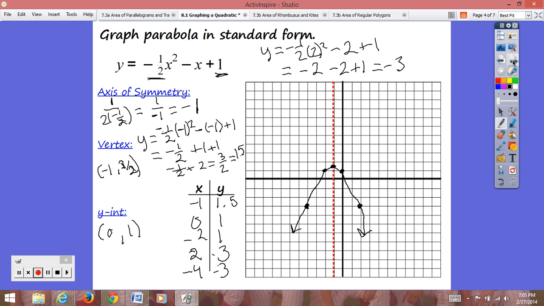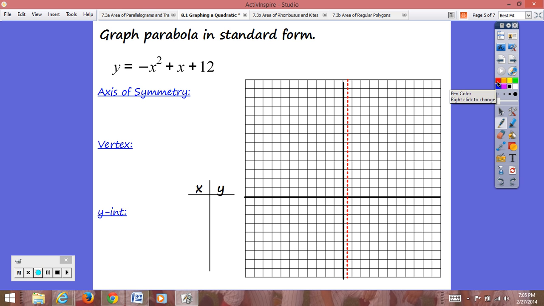Okay, and our last example, y equals negative x squared plus x plus 12. So first off, again, find that axis of symmetry. Our b is 1, so we go negative 1 over 2 times negative 1 is negative 1 over negative 2, which is equal to 1 half. So find our vertex, plug 1 half in for x. The opposite of 1 half squared plus 1 half plus 12.